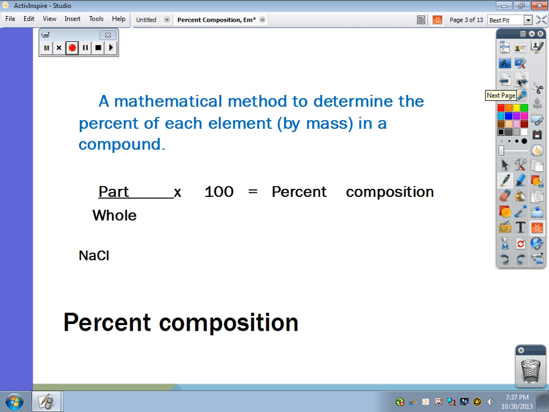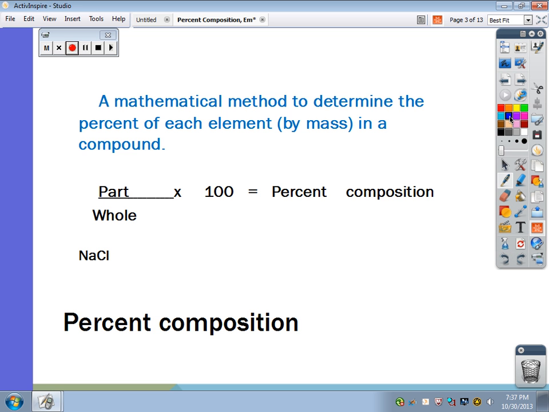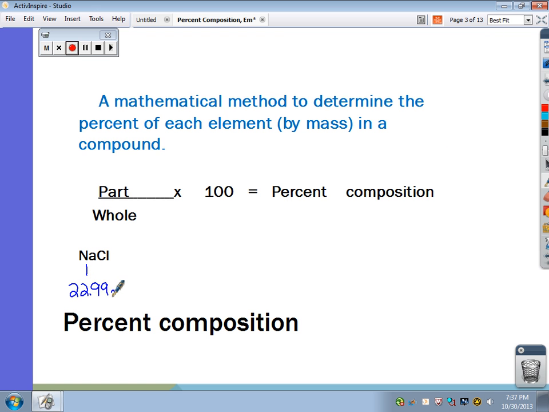Okay, so percent composition is a mathematical method used to determine the percent of each element by mass in a compound, just like going to the post office. So this is part over the whole times 100 equals percent composition. Let's do this for a formula. You know this formula is sodium chloride. Sodium's mass on the periodic table is 22.99 grams, and chlorine's mass is 35.45 grams. If you add these two together, the total mass of my whole compound is 58.44 grams.